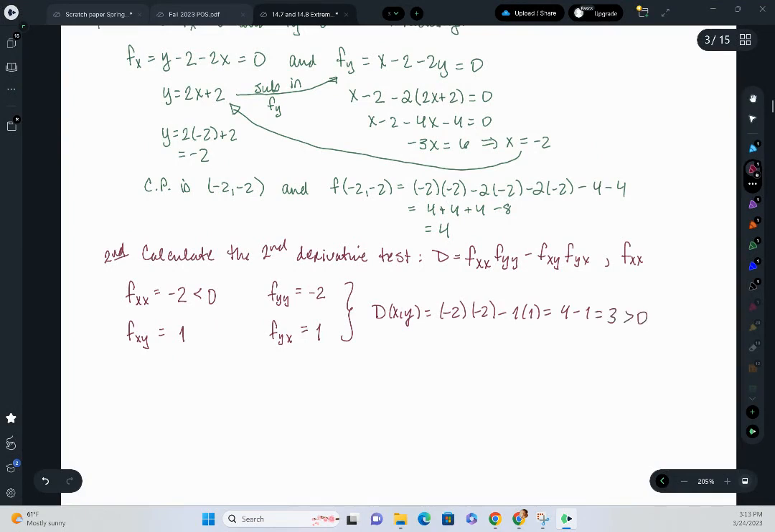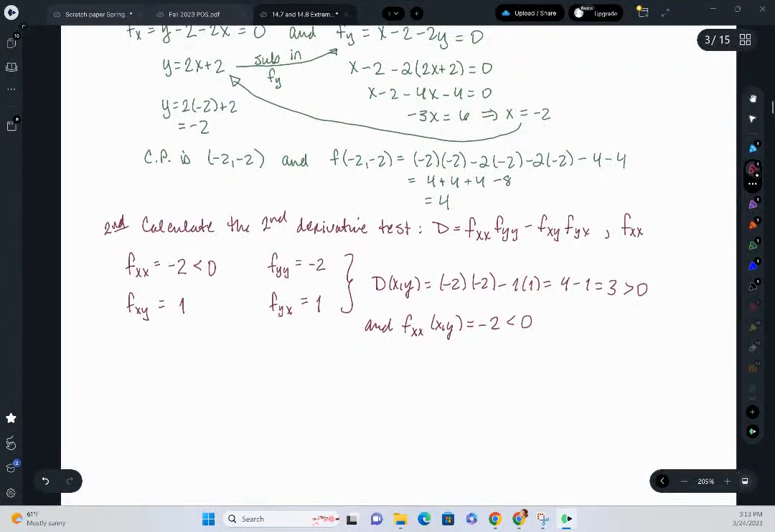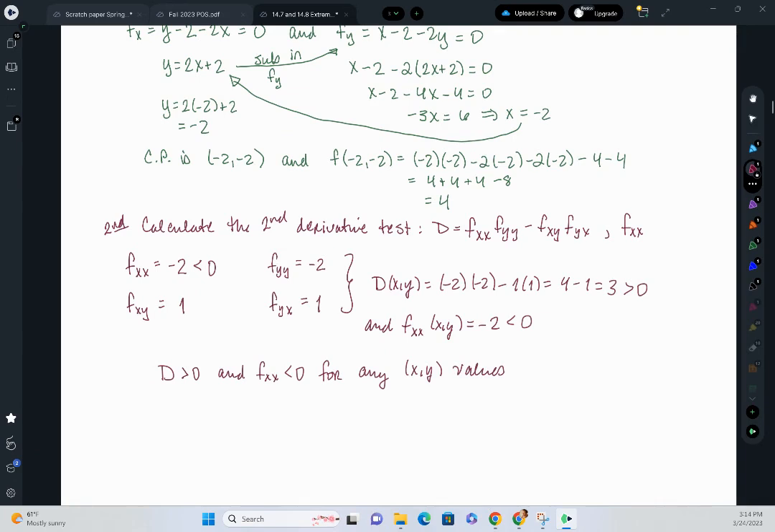And that is a positive number. And f sub xx of xy was equal to negative 2, which is a negative number. Now, notice that big D was positive and f sub xx is negative for any xy values, because we didn't get any x's or y's when we calculated those derivatives. We just got numbers, and that's saying those values, big D and f sub xx, are always positive and negative respectively for any xy we plug in.